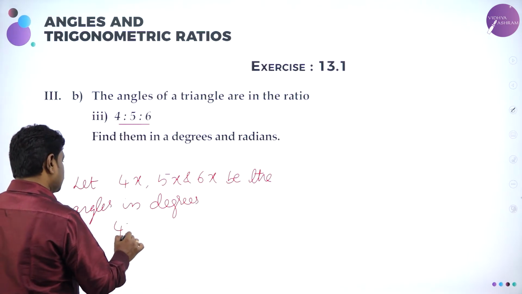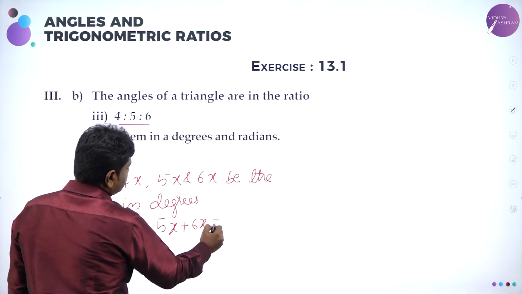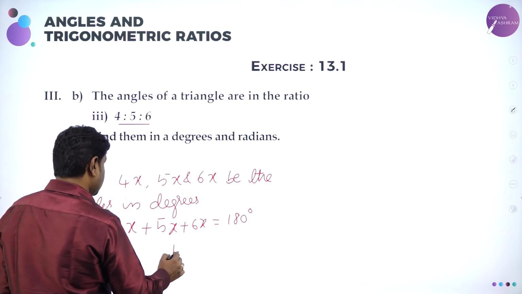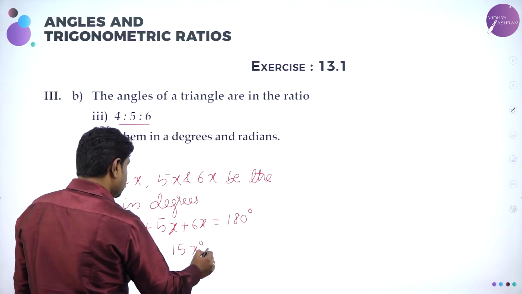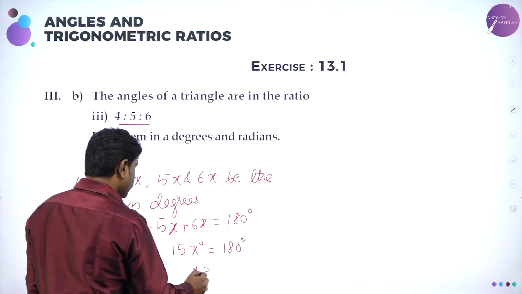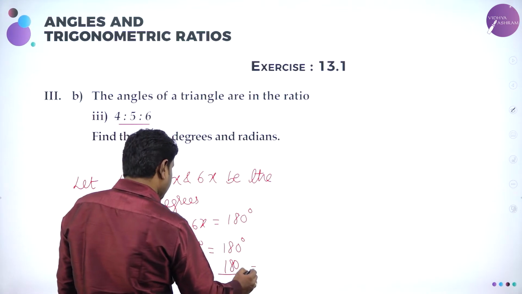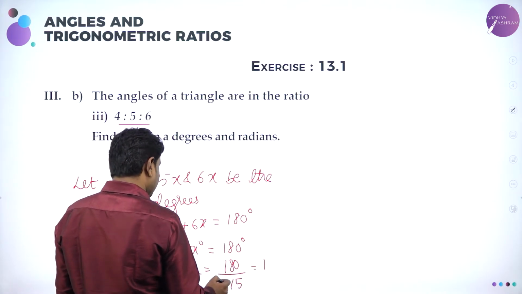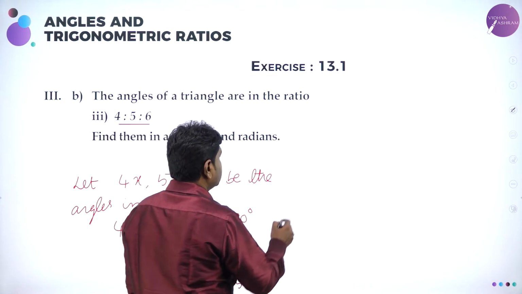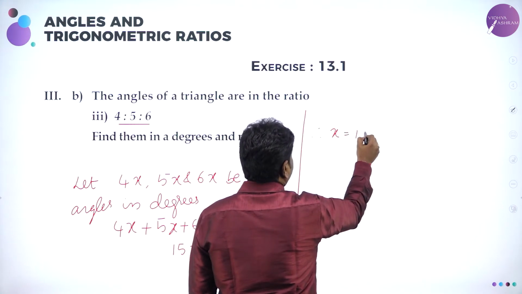Now 4x plus 5x plus 6x gives you how much? 180 degrees. 5 plus 4 is 9, 9 plus 6 is 15, so 15x is equal to 180 degrees. Now what is x? x is equal to 180 divided by 15. So 15 twos are 30, 15 twelves are 180. So you got the x value. Therefore x is exactly 12 degrees.